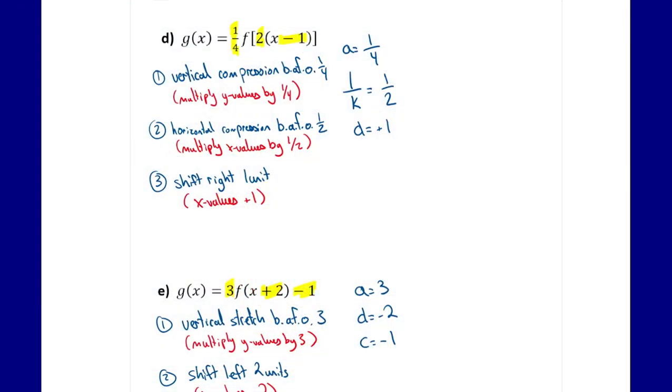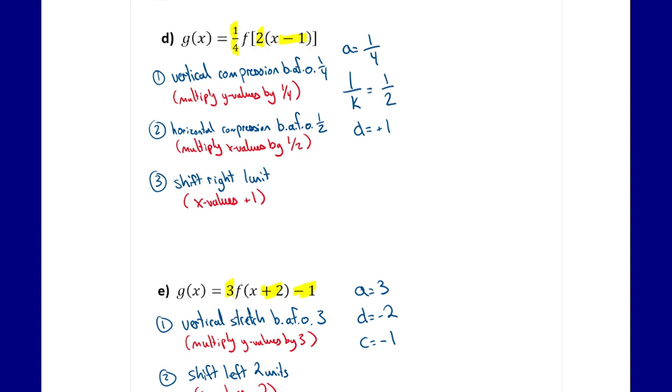Coming back to our 2 final examples. Looking at D, g of x equals 1 over 4 f of 2 times x minus 1. That means we have an a, k, and a d value. For our a value, it's 1 over 4. Our k value, 1 over k, becomes 1 over 2. And our d value is a positive 1. Remember, opposite of what we see.